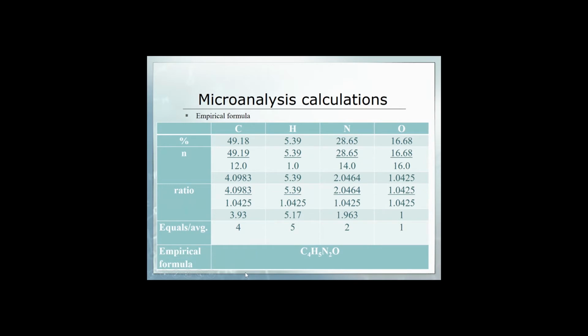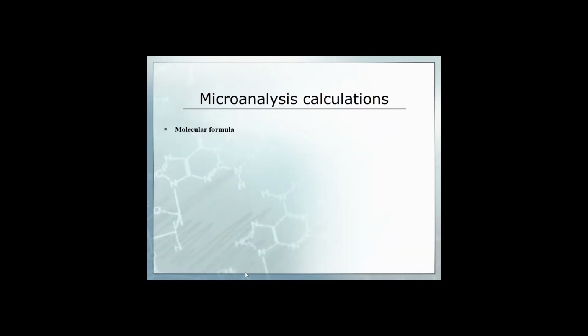You'll see that it is C4H5N2, 1 oxygen. Now from here we can work out our molecular formula. So we've been given the molecular mass of 196 grams per mole. We now need to work out what our empirical formula's molecular mass is.